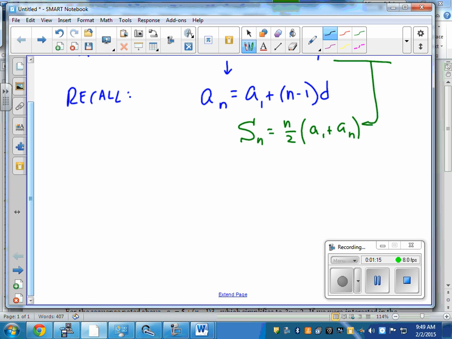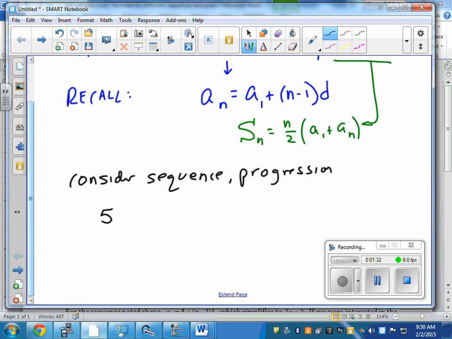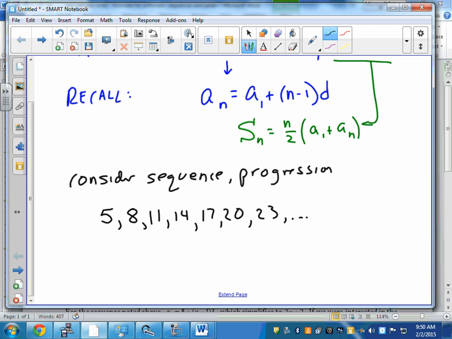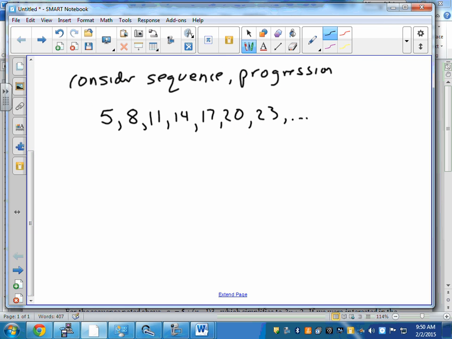So let's consider, first we'll do the sequence. These are also called progressions, or progression. And the particular progression I want to look at is going to be the same as the one that's on the topics page, the handout. Consider the sequence 5, 8, 11, 14, 17, 20, 23, and so forth. Okay, so this can obviously go on forever. We're going to be considering finite sequences in this course. The infinite sequences come in calculus.